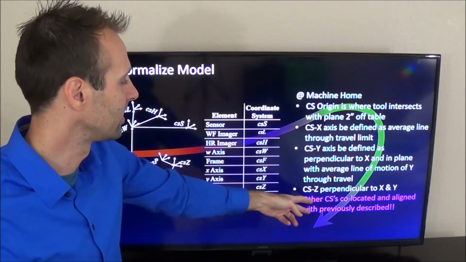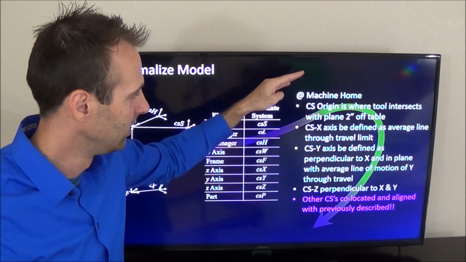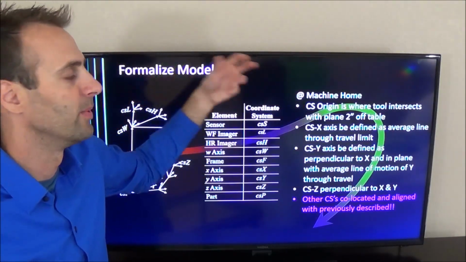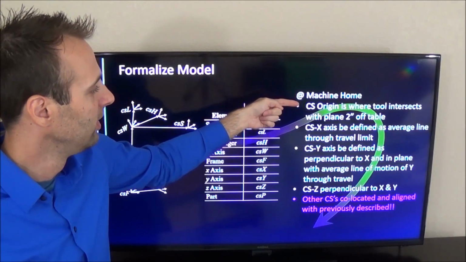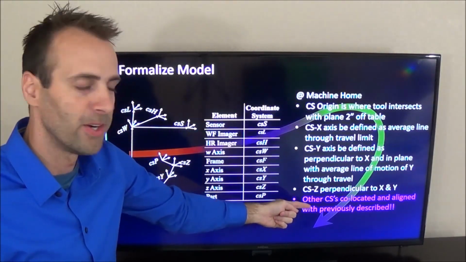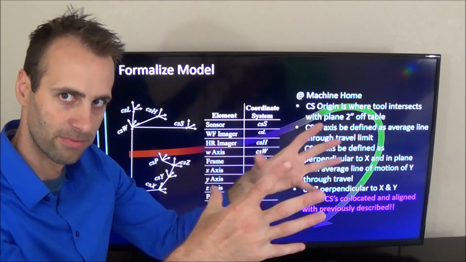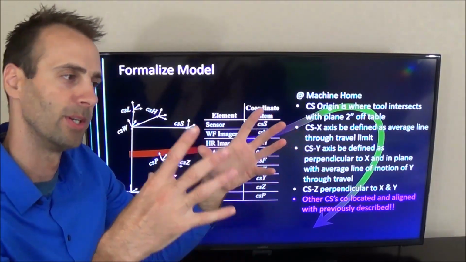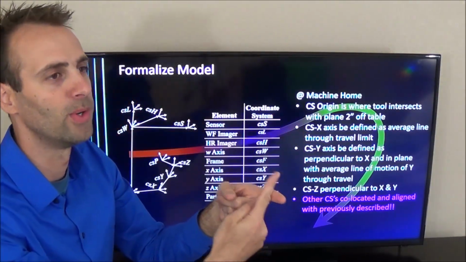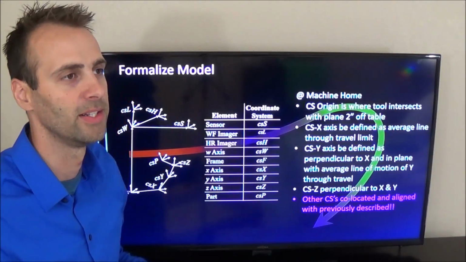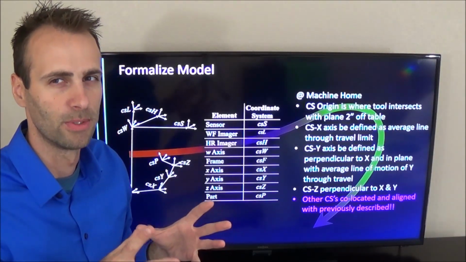And we'll talk about that. But the savings here is, pick a situation that you want to do it at, machine home, define your first, and then define all others to that position, and they're all co-aligned and co-located at machine home, okay?